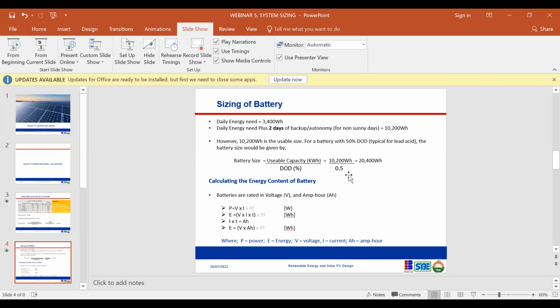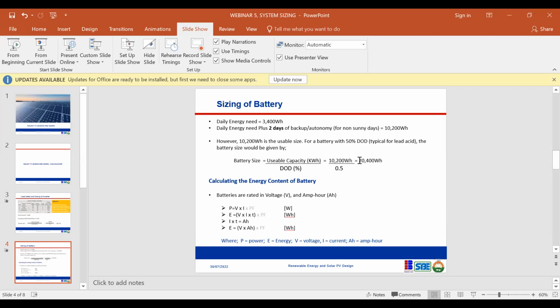So it is important that you know the technology that you want to recommend, and then browse the internet or check for the manufacturer's recommended depth of discharge. Okay. So thank you for bringing that up. If we now divide it by the depth of discharge, we will get the actual battery size that we will require, which is now 20,400 watt-hour. That is the actual battery size that we require. Meaning that out of this 20,400, we can only take away 50% of it and leave 50% in it.